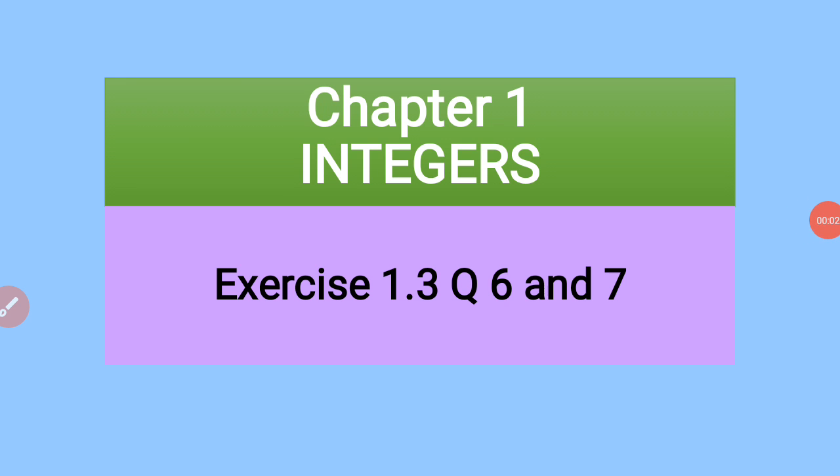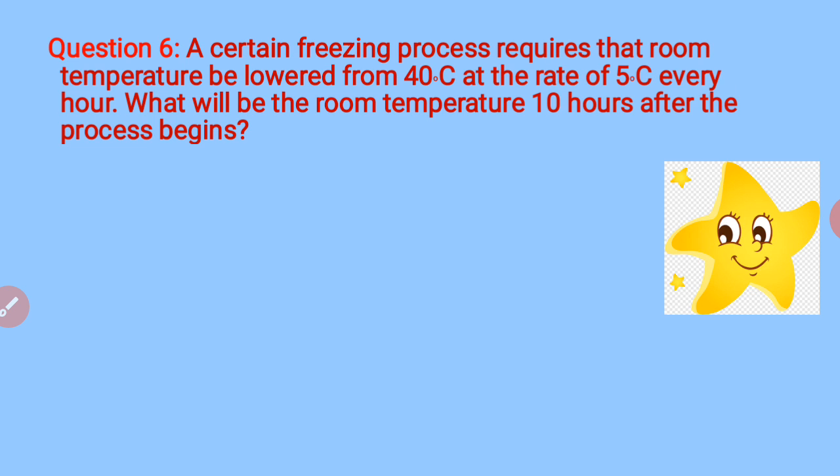Hello children, we are solving chapter number 1, integers of standard 7, wherein we are dealing with multiplication of integers and we are also using properties of integers to solve the questions. Till now we have completed up to question number 5. So let's proceed with question number 6 and 7.